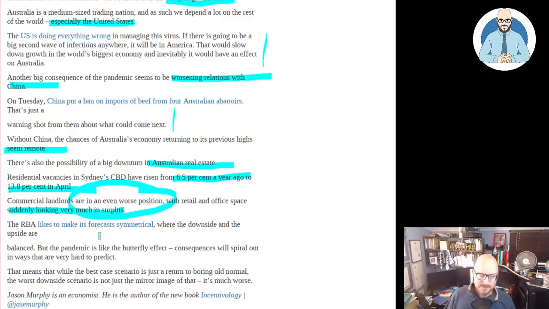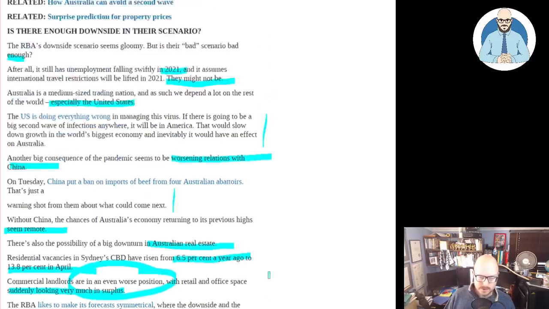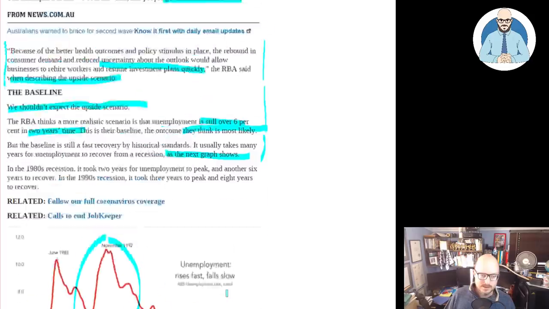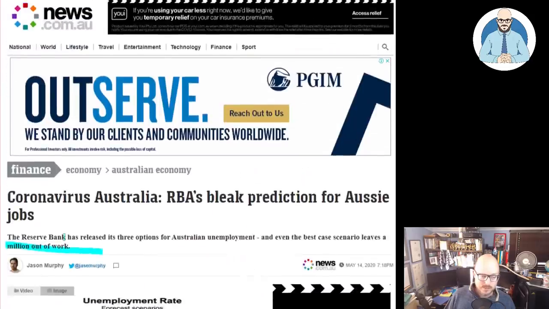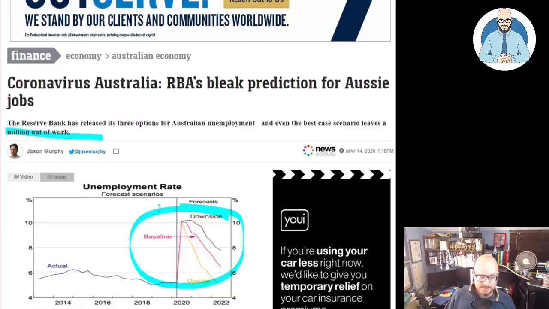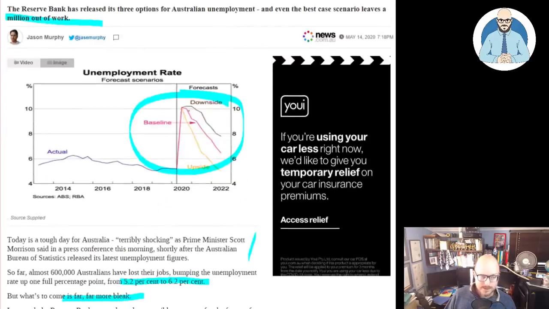The RBA likes to make its forecast symmetrical, where the downside and the upside are balanced. But the pandemic is like the butterfly effect. Consequences will spiral out in ways that are very hard to predict. This means that while the best case scenario is just to return to boring old normal, the worst downside scenario is not just the mirror image of that. It's much worse. So there we have it, guys. Jason Murphy's look at the forecast from the RBA. I think the very bad downside risk is probably heading up there.